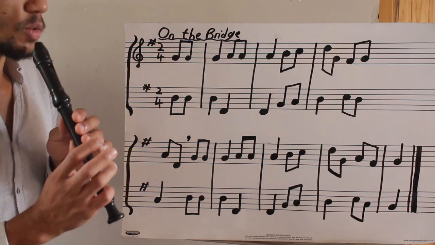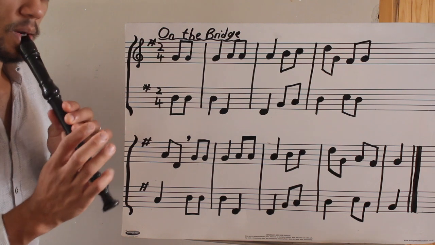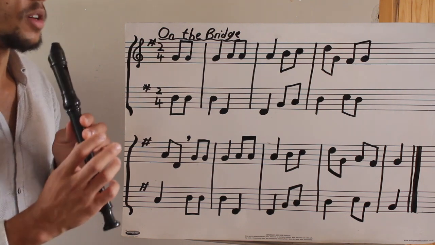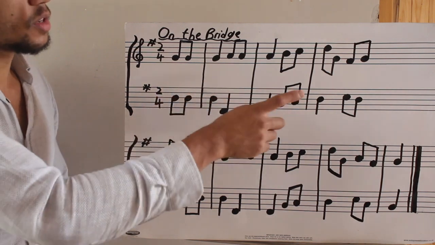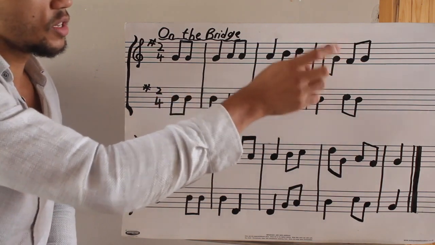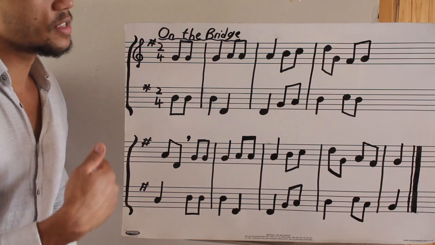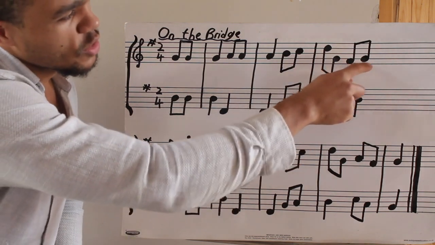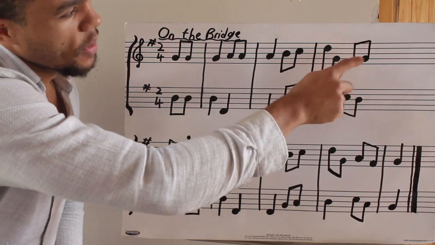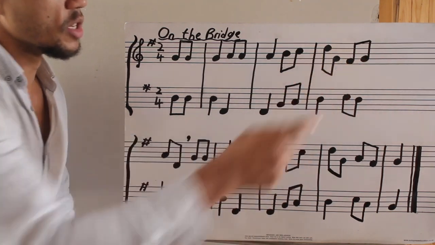By yourself. D, G. Last time. D, G. Let's keep going to those next 2 notes. We have F sharp, G. So let's just try F sharp, G. 1, 2.